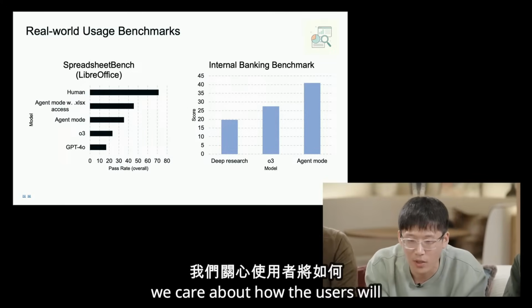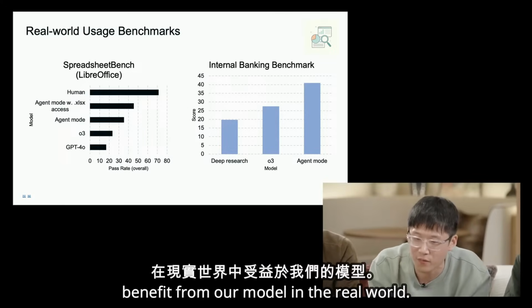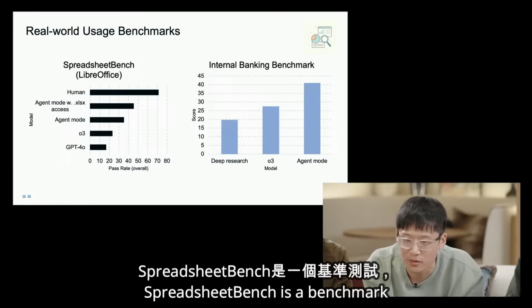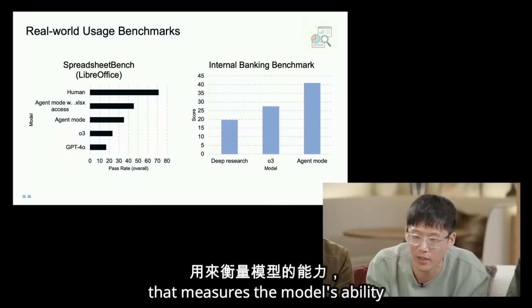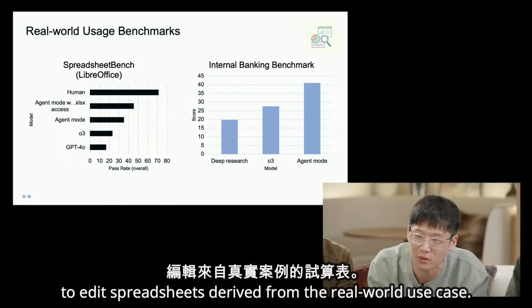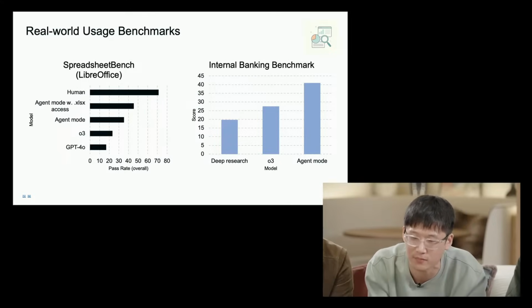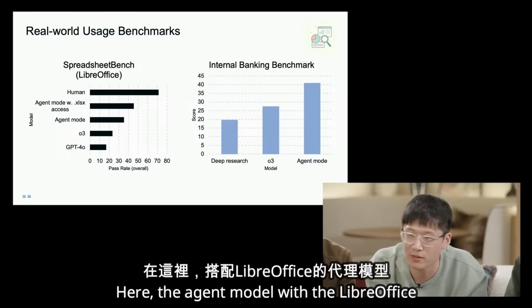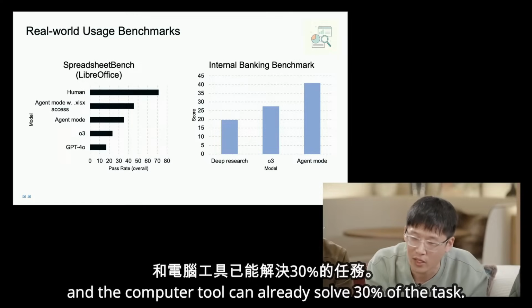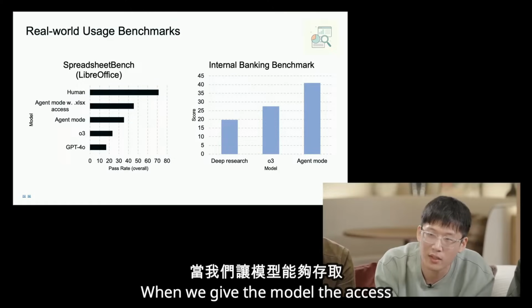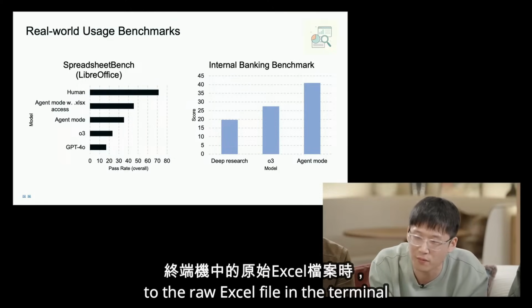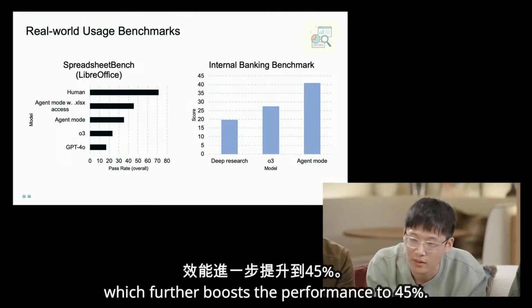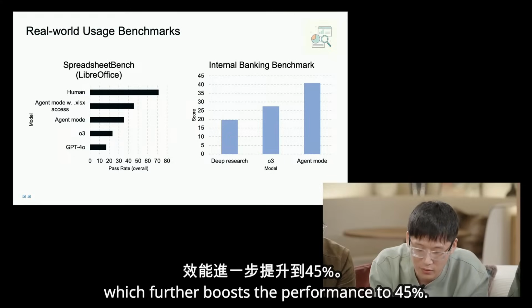Finally, we care about how the users will benefit from our model in the real world. Spreadsheet Bench is a benchmark that measures the model's ability to edit spreadsheets derived from the real-world use case. Here, the agent model with the LibreOffice and the computer tool can already solve 30% of the task. When we give the model access to the raw Excel file in the terminal, which further boosts the performance to 45%.